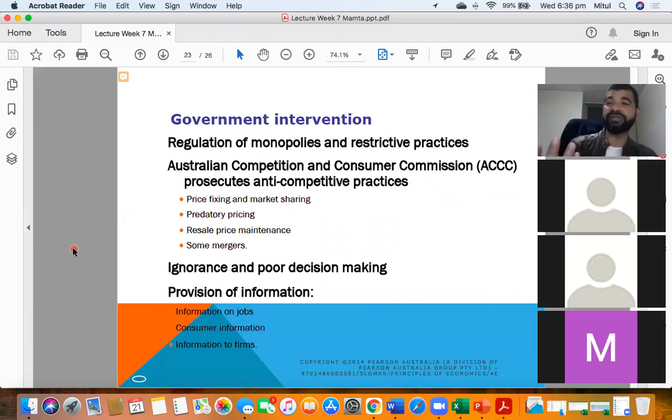Government can bring in regulations, like you cannot sell cigarettes to kids who are less than 18 years old. Government interventions: if there is an extreme monopoly, the government will bring in rules. The Australian Competition and Consumer Commission, the ACCC, will come in and interfere. Price fixation, predatory pricing, resale pricing, or oligopolies working as a cartel, the government will interfere there.